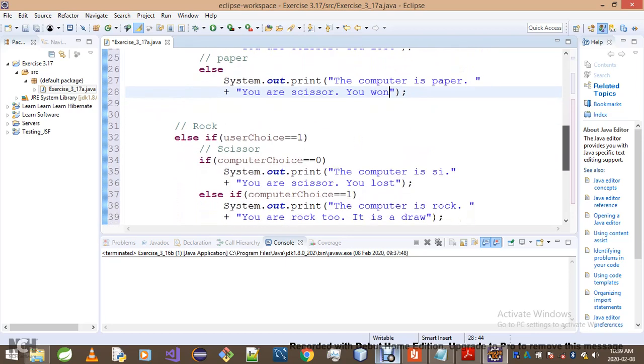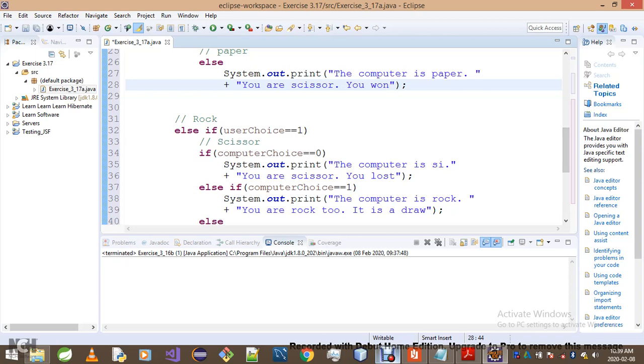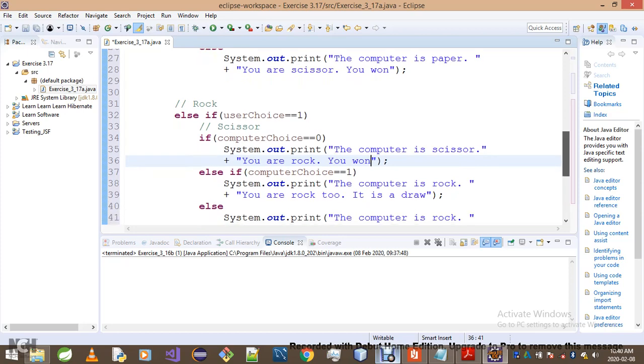Okay, but that is out of the way right now. So user choice is rock. So the computer is Caesar, you are rock. The computer is Caesar, you are rock, so you won. Right? The computer is rock, you are rock too, it's a draw.